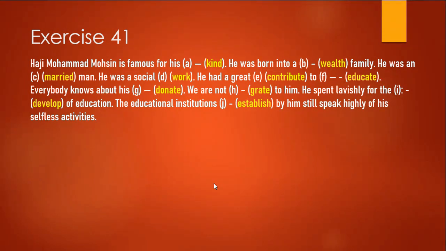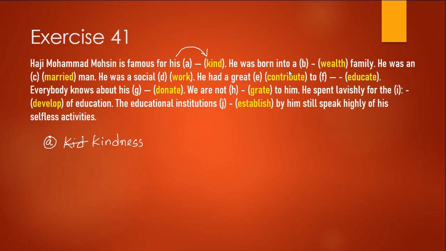Haji Muhammad Mohsin is famous for his kind. Is it okay? I think it should be for his kindness. Why? You know, after possessive form of adjective, we have to use the noun. Here kind is adjective, so if we make it kindness, it will be an abstract noun. So Haji Muhammad Mohsin is famous for his kindness.